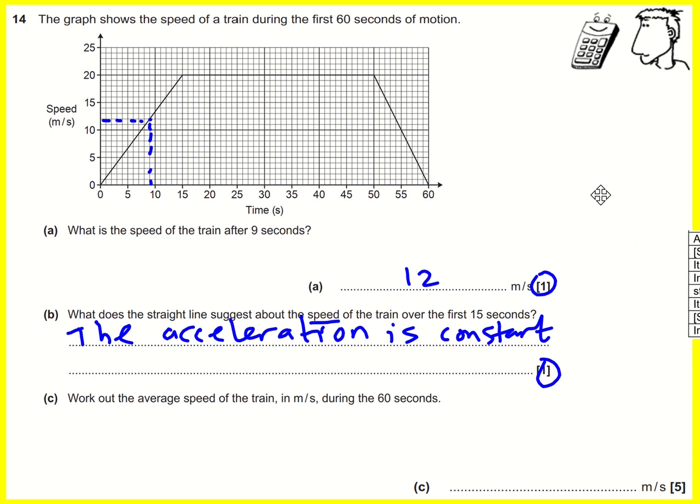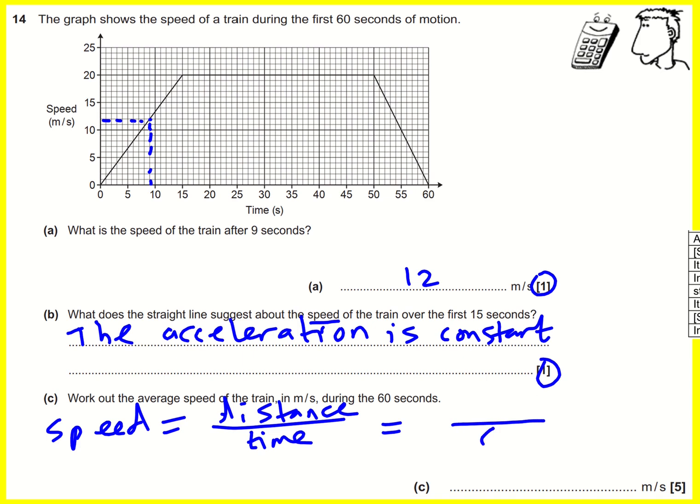Work out the average speed of the train during the 60 seconds. The average speed is going to be the distance traveled divided by the time taken. So that's going to be over the whole thing. We can see the speed increasing, then being constant, and then decreasing, but we're looking at the average. And so the total time is going to be 60 seconds.